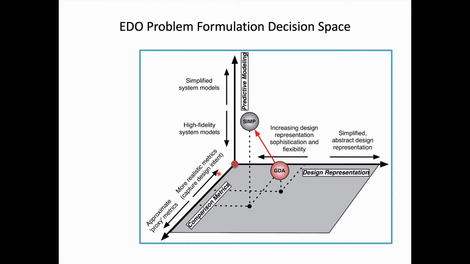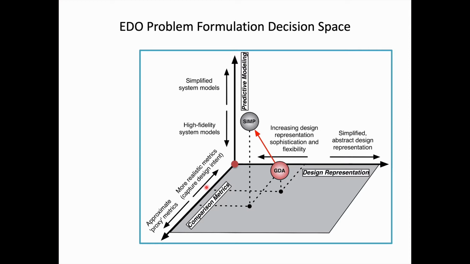And that typically requires that we move out along this axis, this comparison metric axis, and we choose some kind of objective function that approximates what the overall design goal is, and it needs to be something that we can actually predict, something that we can compute. So maybe it's some kind of typical engineering performance metric, dynamic performance, mass, cost, lots of different things could come into play here. These could be either objective functions or constraint functions.